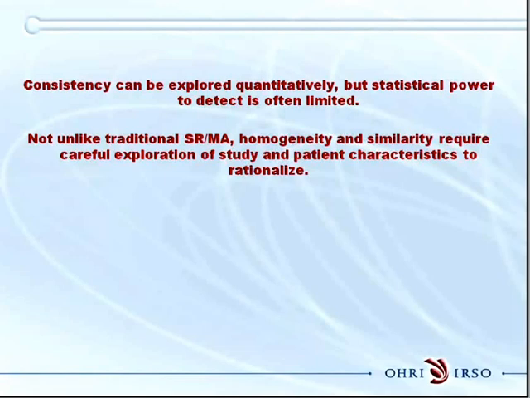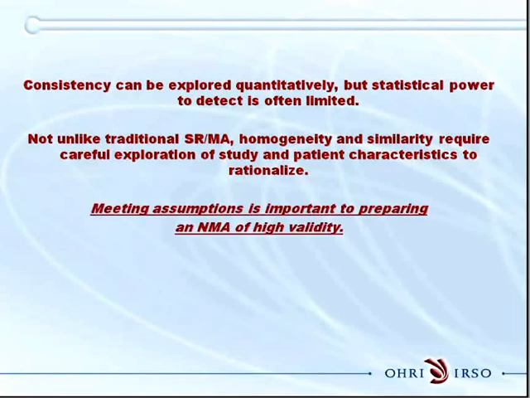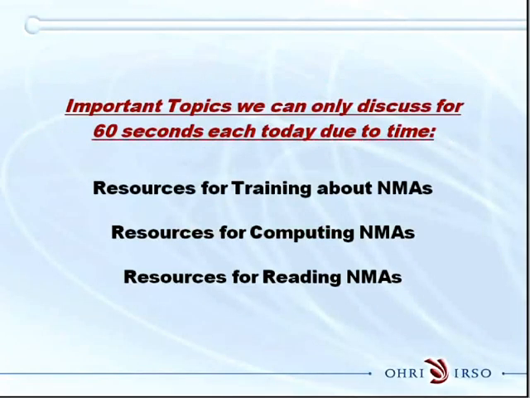Not unlike traditional systematic reviews and meta-analysis, our other two assumptions, homogeneity and similarity, require careful exploration of the study characteristics, the patient characteristics. Something very challenging with so many studies, as some of these networks do get quite large. But what I will reinforce, and we're only talking very briefly about these assumptions, they're absolutely crucial to establishing whether your network meta-analysis is giving valid findings or not. So it's extremely important to try and validate these assumptions in these works.